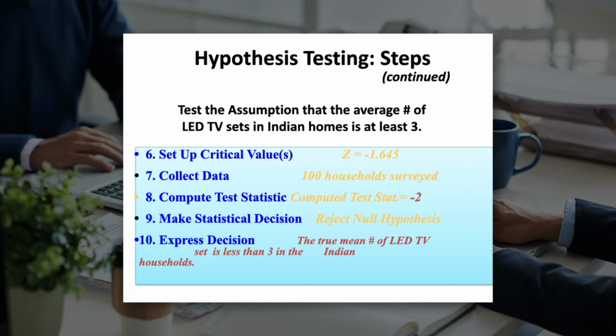Collect data: 100 households surveyed. Compute the test statistic, which is equal to minus 2. Make the statistical decision: reject the null hypothesis. Express the decision: the true mean of LED TV sets is less than 3 in the Indian household.